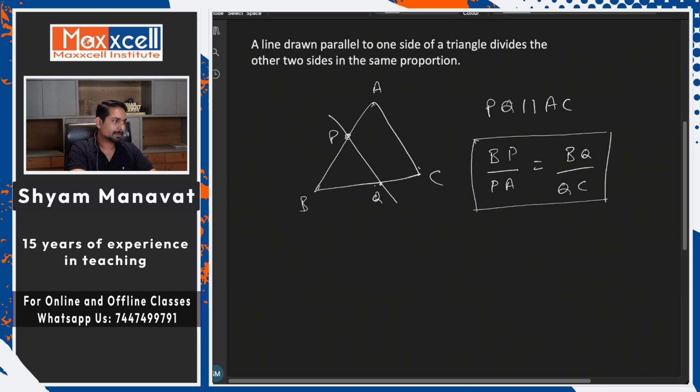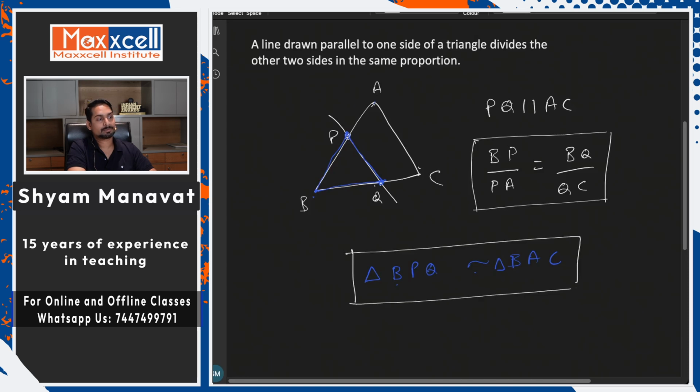You got BPQ, एक तो ये ट्रायंगल है और एक ओरिजिनल बड़ा वाला ट्रायंगल BAC. So triangle BPQ will be similar to जो बड़ा वाला ट्रायंगल है, starting with the corresponding point, triangle BAC. So wherever you get this basic proportionality theorem condition, you will also get similar triangles. ये ध्यान रखना, ये similar triangle दो मिलते हैं, ये भी बहुत बार यूज में होता है.